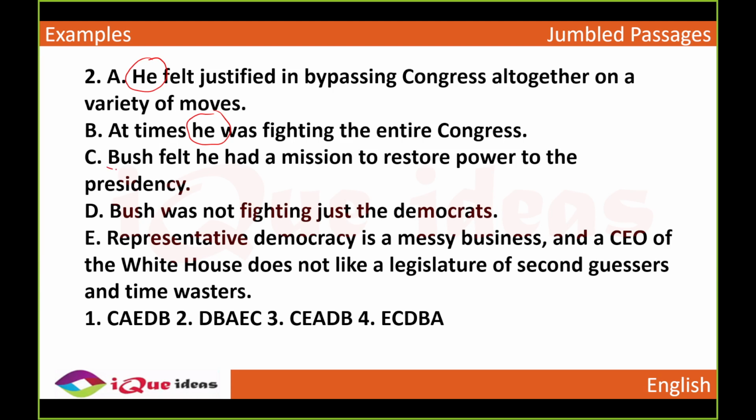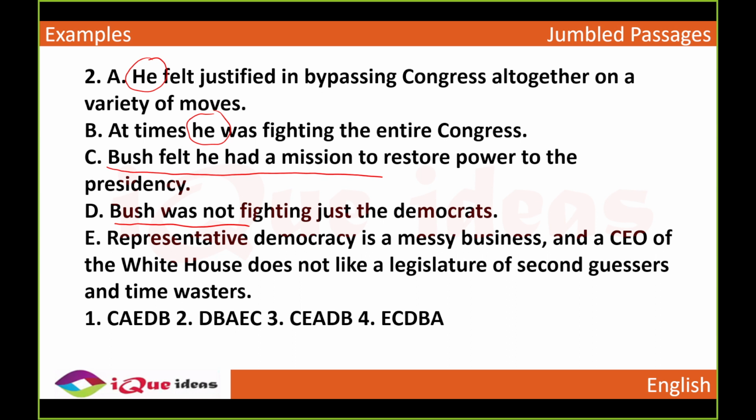Now C says Bush felt he had a mission. So it introduces the concept of a person called Bush. D also says Bush was not fighting. So D also introduces a person called Bush. And E says representative democracy is a messy business and a CEO of the White House does not like a legislature of second guessers and time wasters. So E talks about a very general concept, right? E talks about something related to democracy, something about the CEO of the White House. So E is a general statement, and all four of the other statements are about a specific person.